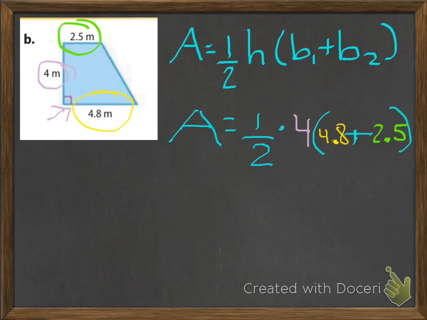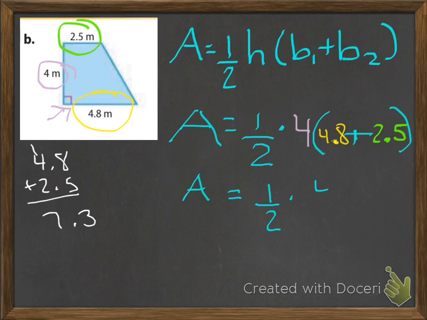Okay, so now remember, because of the order of operations, you want to add the 4.8 and the 2.5 first. So I'm just going to do that over here off to the side. So 4.8, 2.5. And as you can see, we get 7.3. So let's go ahead and plug that back in here to our formula. So we have A equals 1/2 times 4 times 7.3.